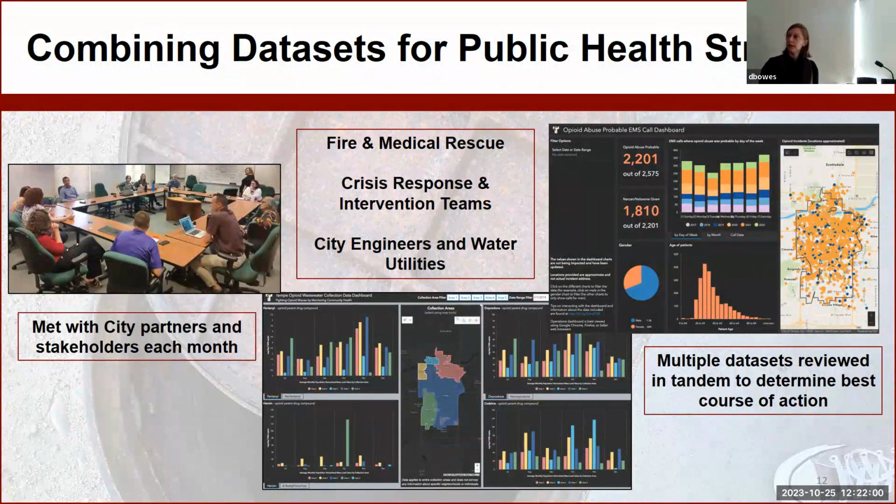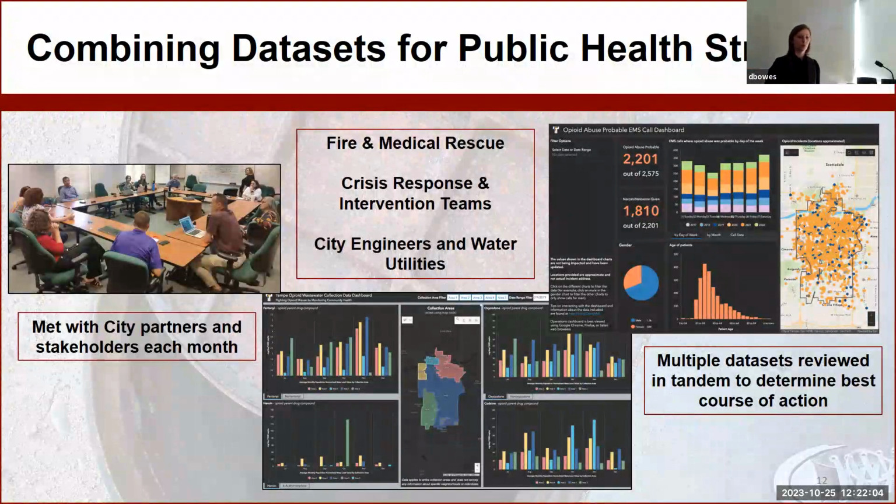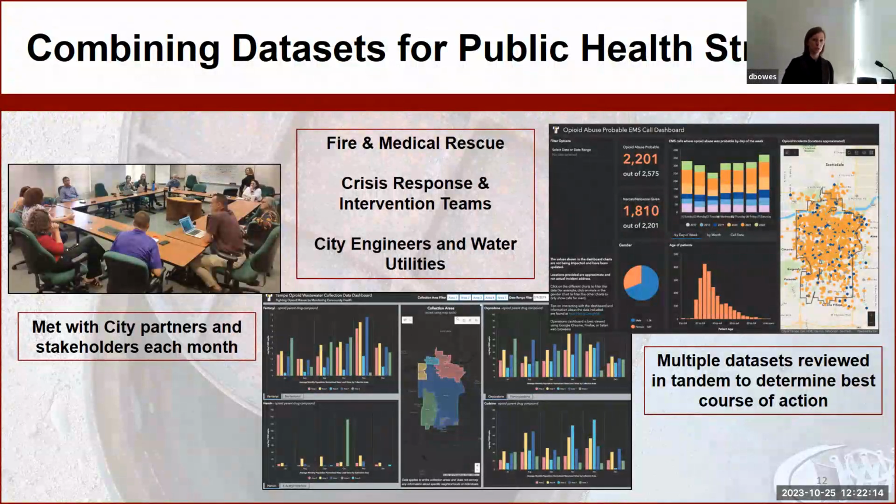Also, at that literal round table that we would sit at each month would be individuals from crisis response and intervention teams, city engineers, and water utilities. So a very interactive and integrated partnership here that did turn out to be quite fruitful in ultimately serving to mitigate substance use throughout the city.